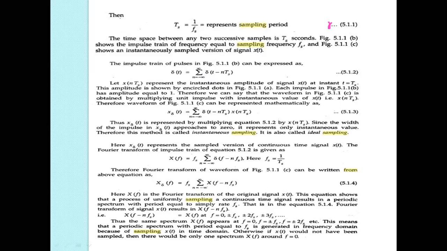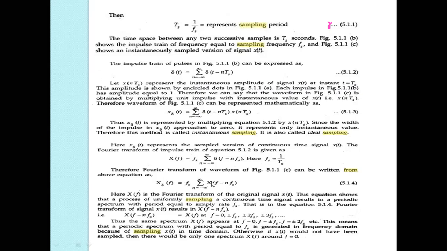Now, the signal after combining these two, the x of t and the delta of t, we can call x delta of t. It is the sum over n from minus infinity to infinity of delta of t minus n Ts, and now the instantaneous amplitude of the signal at the instant t equal to n Ts becomes x of n Ts.